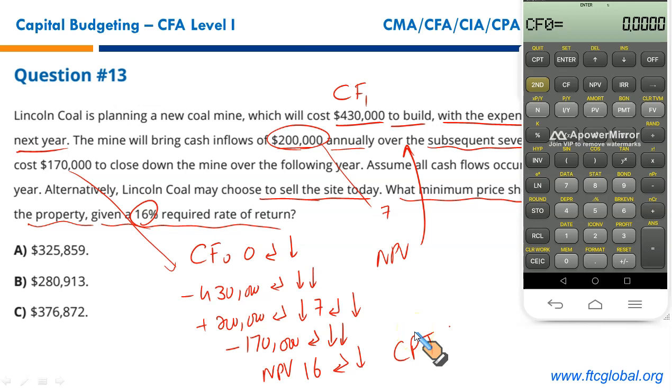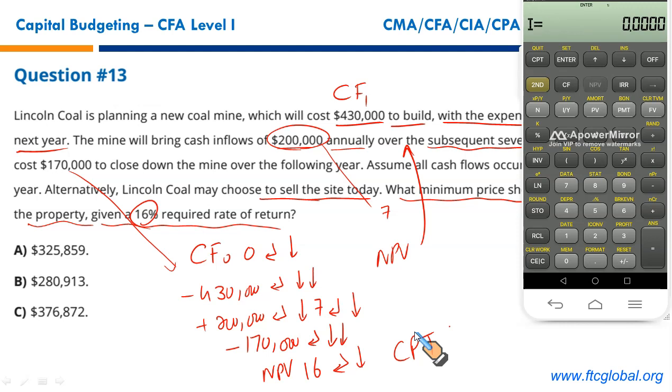Okay, so entering the data first. Cash flow at year 0 is 0. Enter. Press the down arrow key. 430,000 negative. Enter. Since it's once only, press the down arrow key twice. Then 200,000 cash flow for year 2 onwards. Enter. Down arrow key. What's the frequency? 7. The cash flow is 7 times. Enter. Down arrow key. Now the next subsequent cash flow is 170,000 negative. Enter. Press the down arrow key twice.